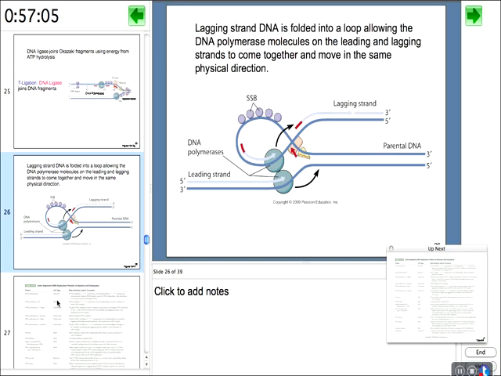In order to allow that to happen, the lagging strand generally is bent and turned around so that one giant mass of enzymes can do both at the same time. This is efficiency, because if we think about three-dimensional space, you just coil that around and now everything's going the same direction. It allows the process to happen faster. So lagging strand DNA is actually folded into a loop, allowing DNA polymerase molecules on the leading and lagging strands to come together and move in the same physical direction. It's really not them moving, it's really the DNA moving, but it's holding them all in one area together, allowing that process to happen more efficiently.